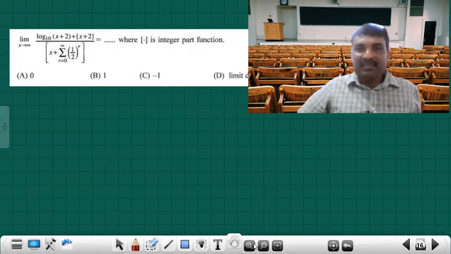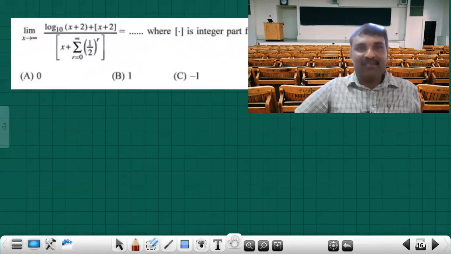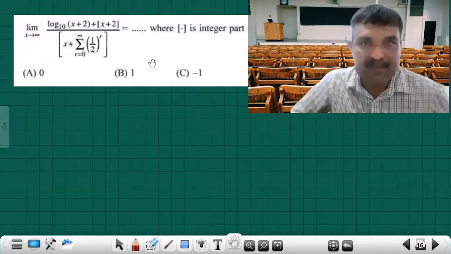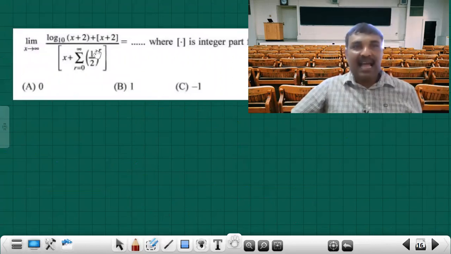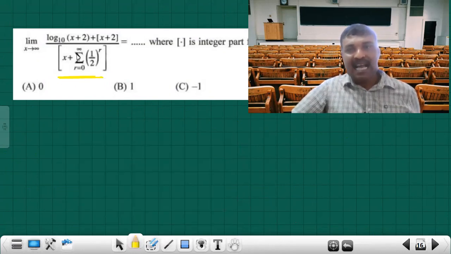The problem is a very simple problem. We want to find the value of the limit as x tends to infinity of log base 10 of (x plus 2) plus the greatest integer function of (x plus 2). Before going to the question, in the denominator we have the greatest integer function of (x plus 2) plus a summation.